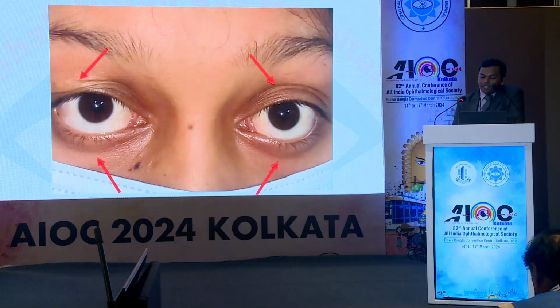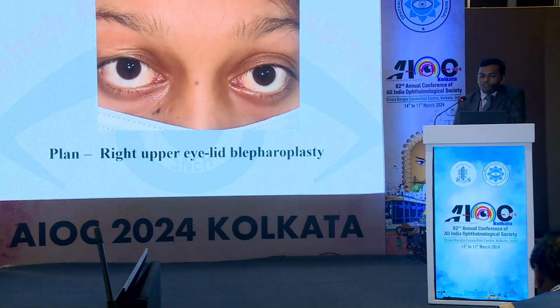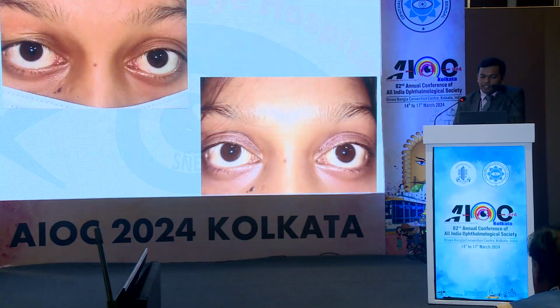She also had associated lower lid retraction, but again the patient was not bothered, and the patient did not want a surgery for that. So she underwent a simple right upper lid blepharoplasty, and she had good correction post that, as can be seen in the photograph.